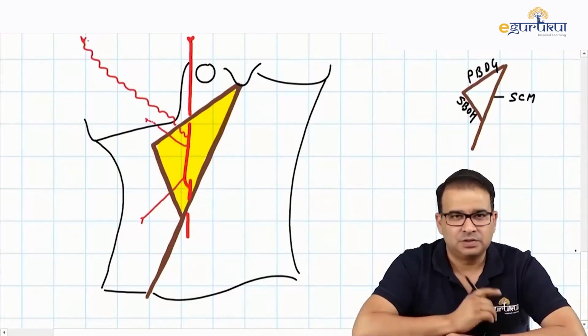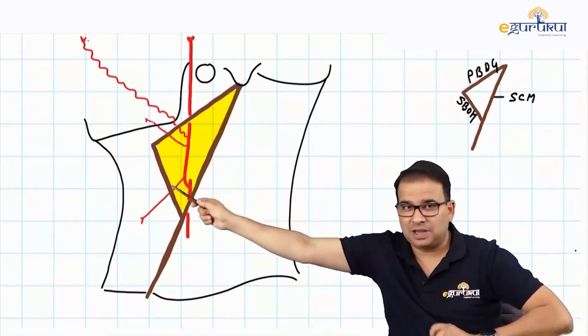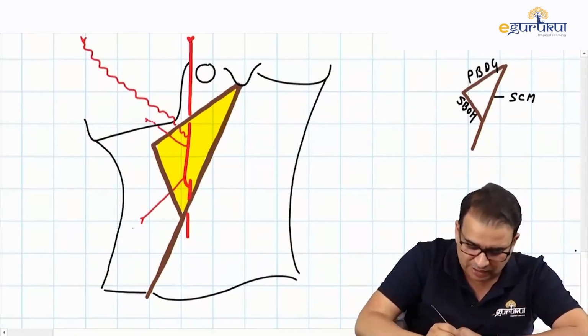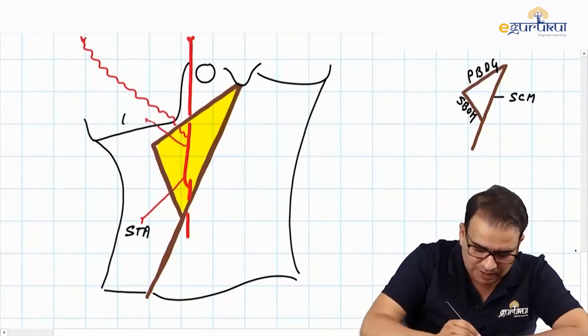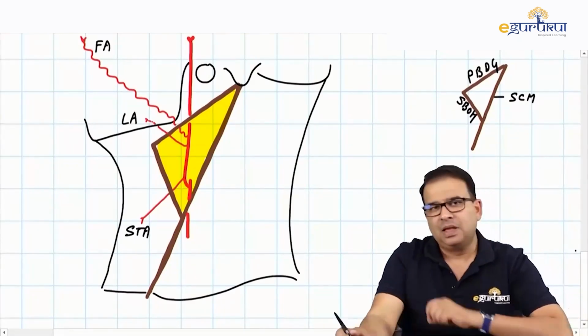It's a facial artery. 3 branches, all starting in carotid triangle. That's important. All the 3 branches I drew till now, they're all present in the carotid triangle. They're starting in the carotid triangle. Let me write their name in short. This is a superior thyroid artery. I'm writing LA for the lingual artery, and this FA is for the facial artery.